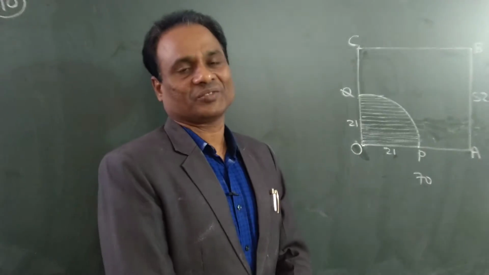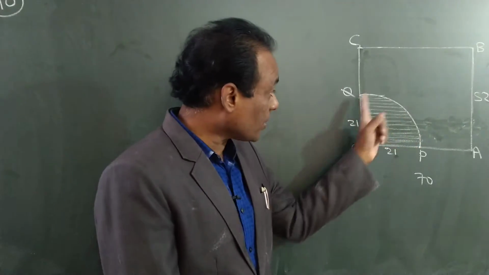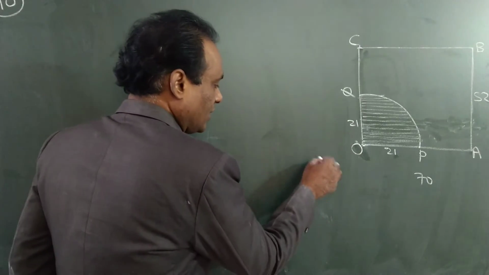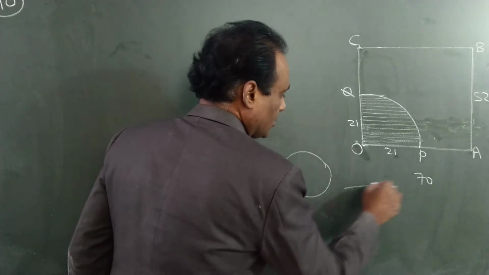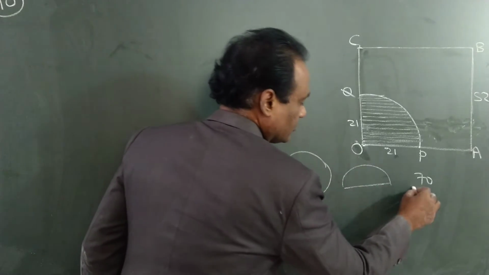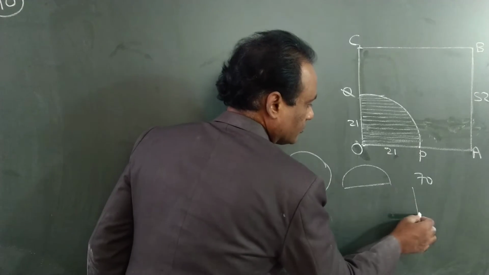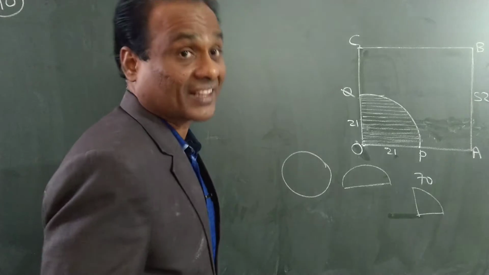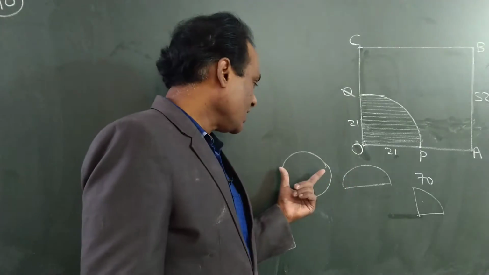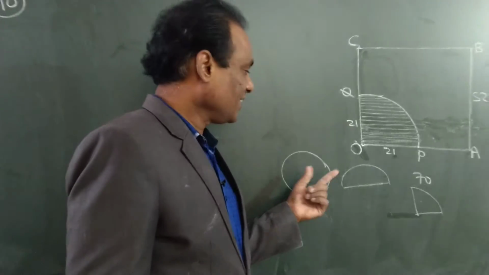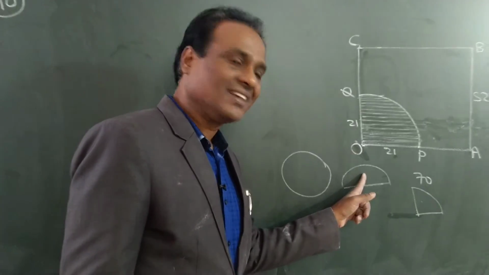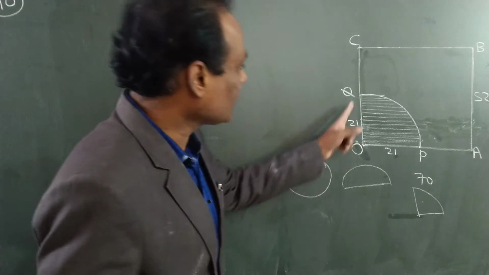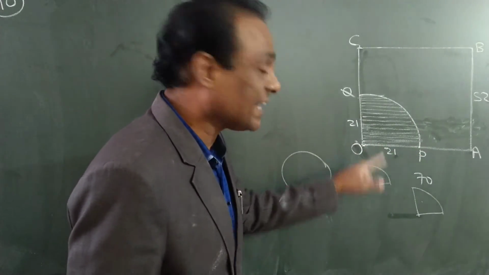What is the shape of this figure? This is a circle. This is a semicircle. This is a half semicircle, quadricircle. Quadricircle. This is pi r square. This is half pi r square. This is half of half pi r square, 1 by 4 pi r square. So this is a quadricircle because here the angle is 90 degrees.